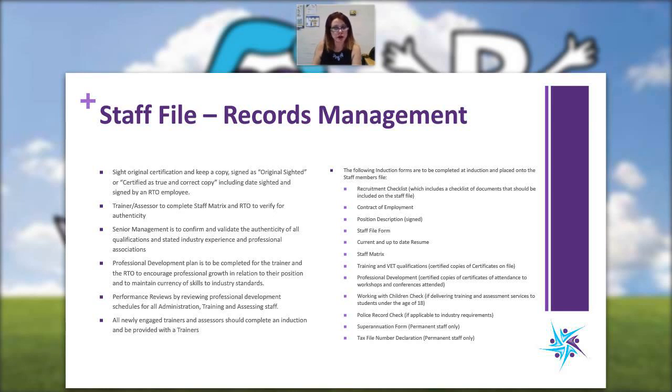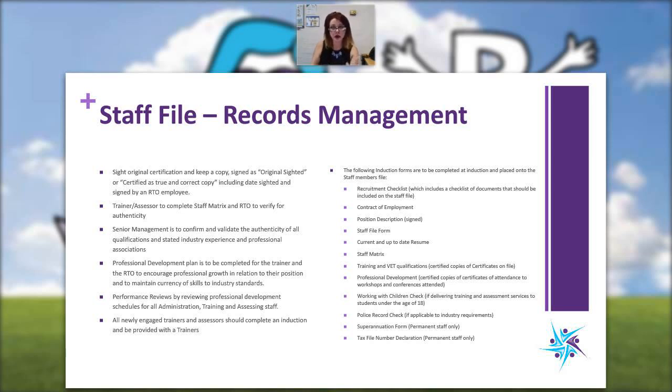So when you recruit a new staff member, you should complete a recruitment checklist. You should have a contract of employment on the file and it should be signed. Now, if you are a director or CEO of the organisation, as well as being a trainer or assessor, you do not need a contract of employment. This is only for contracted employees, not people who are directors of the RTO. So you only need a contract of employment for employees. You should have a signed position description. This is by everybody. So whether you're a director or not, you should all sign a position description for the trainer assessor position. We've also got other position descriptions in there for CEO and RTO managers and things like that.